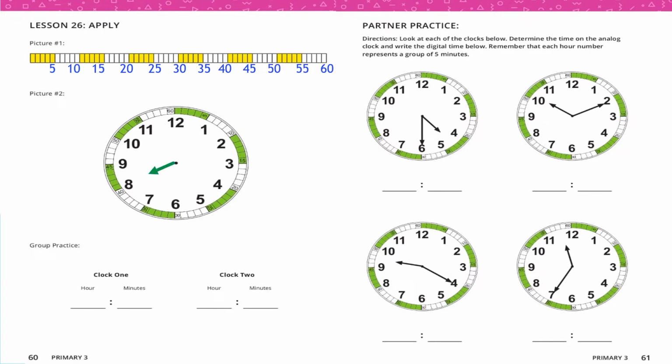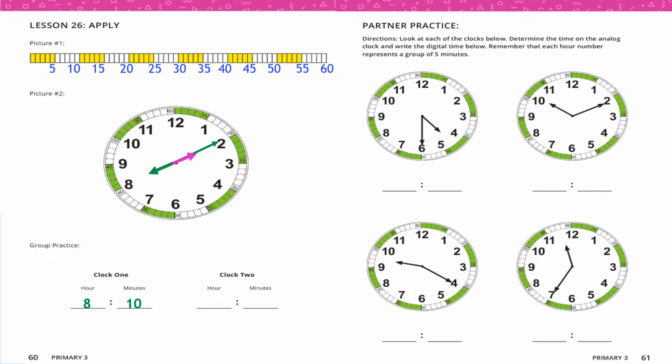If the short hand is referring to 8, it will tell me what? 8. So we will write here in hours place, we will write 8. And the long hand is referring to 2. Will we write 2 here in minutes place? No, we will write 10 because it's 2 groups of 5. So 2 times 5 equals 10.